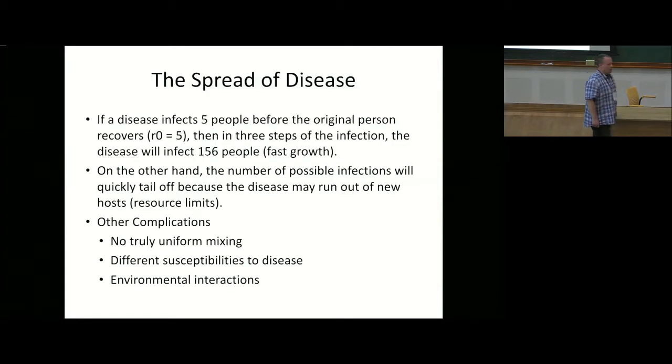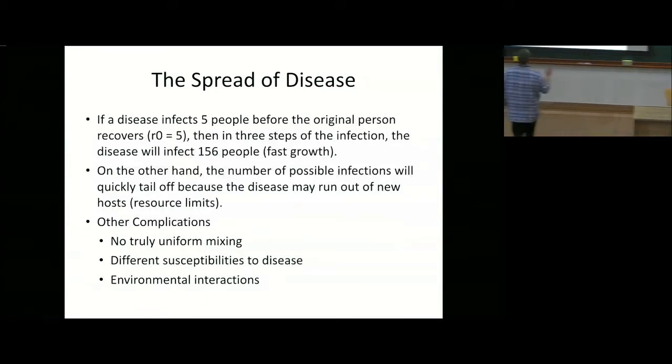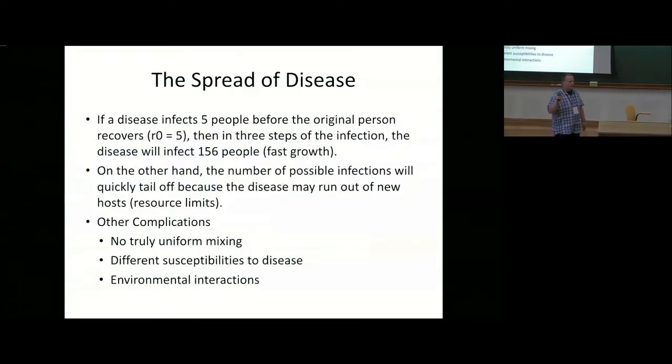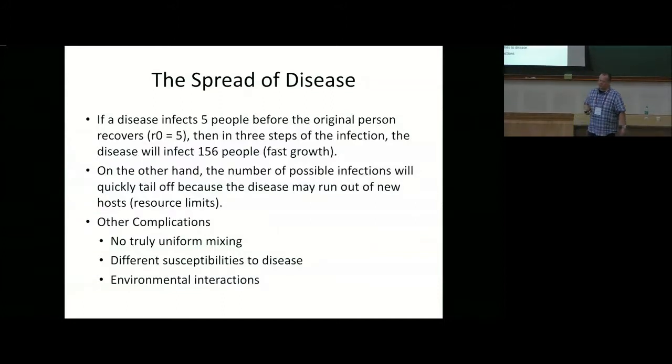And I'm going to use a different example. I like to use lots of different examples so that you see lots of different models. This is kind of similar to the information diffusion model, but it's different. We're going to talk about spread of disease between people. So if a disease infects 5 people before the original person recovers, becomes non-contagious, then in 3 steps in the infection, the disease will actually infect 156 people.